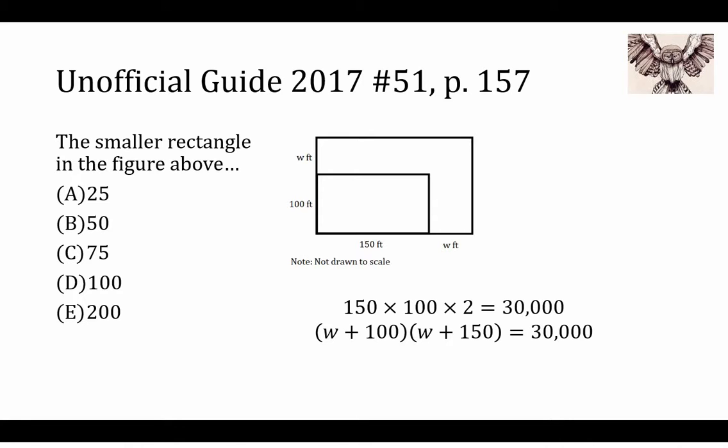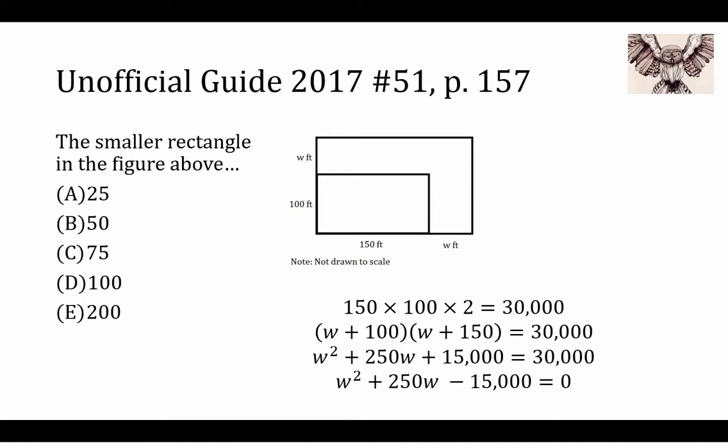So let's see. So we FOIL. We do a little simplification, and we get this quadratic. W squared plus 250W minus 15,000 equals 0. So we need two numbers that multiply to give us negative 15,000 and add up to give us 250.